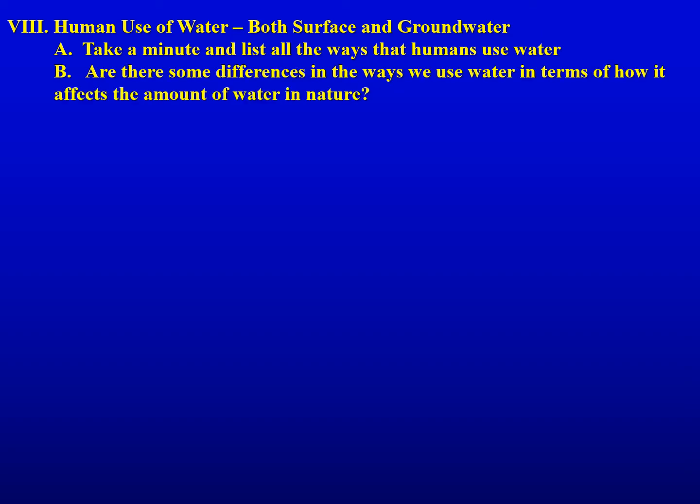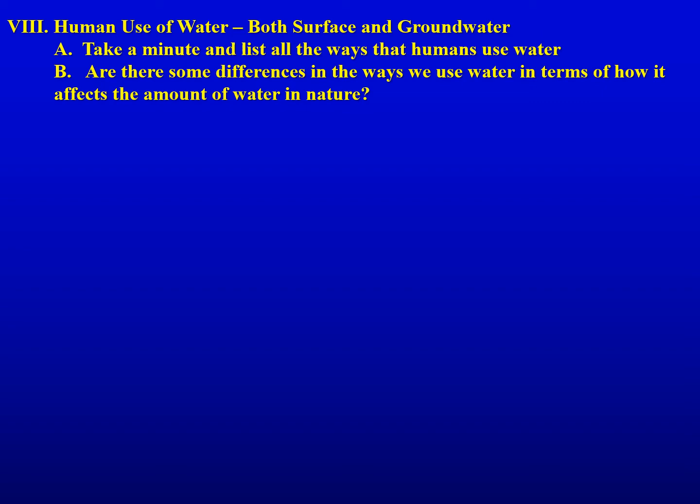So we know that there are ways that we use water directly and we use water indirectly. And sometimes we take water out of the natural system permanently. And sometimes, like with recreation, we just go out in nature and use it. We float our boats on it, go fishing in it, whatever it might be.